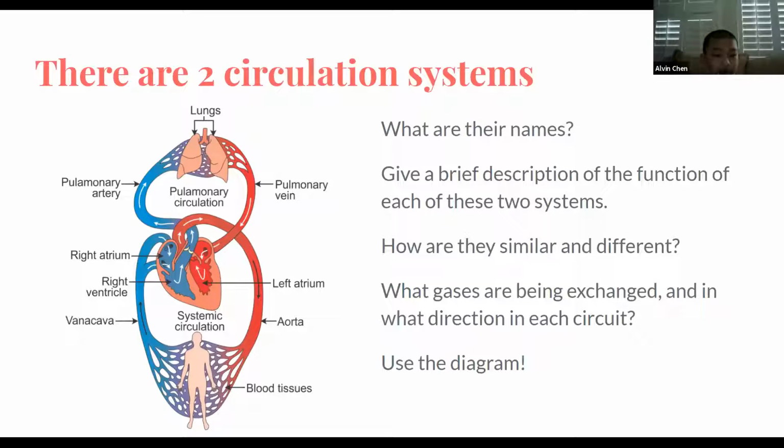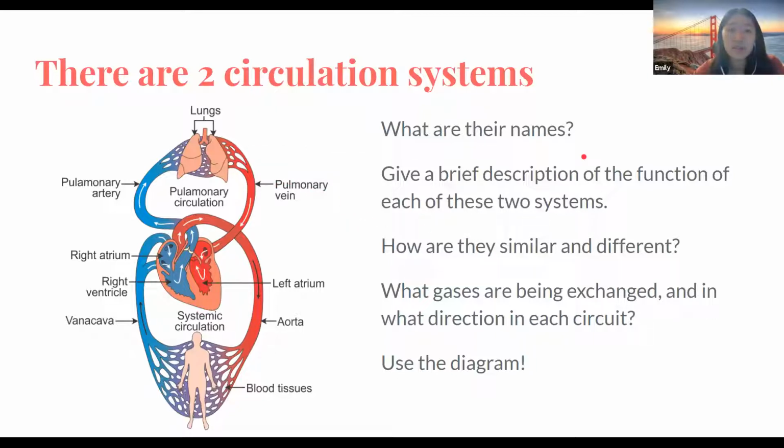The pulmonary circulation takes deoxygenated blood and it adds oxygen to it. And in the systemic circulation, it takes oxygenated blood and sends it to the tissues and then comes out deoxygenated. Yeah, very nice summary. Those are exactly what these two systems will do.